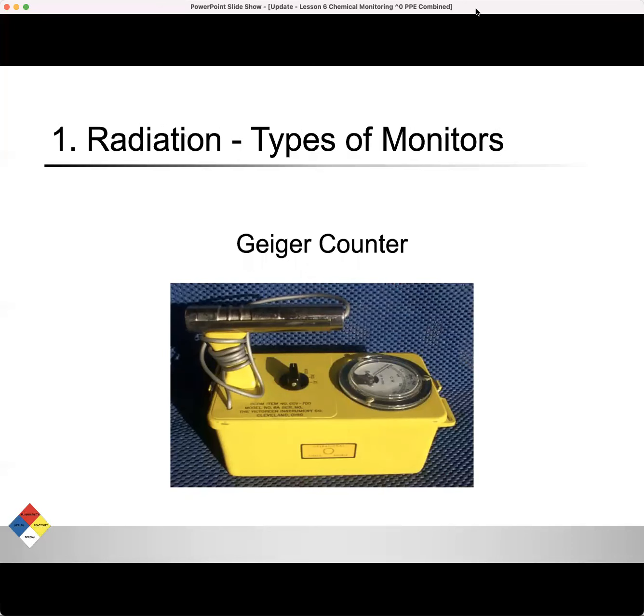So let's take each one in turn. Radiation, types of monitor, the old standby, the Geiger counter. Geiger counters can, with different attachments, detect alpha, beta, and gamma radiation. Some have an analog dial like this one, where you have to turn that knob to change the scale. So you have to really pay attention to what scale you're on. Other ones, newer ones, have a digital readout that may be auto scaling, a little easier to use.